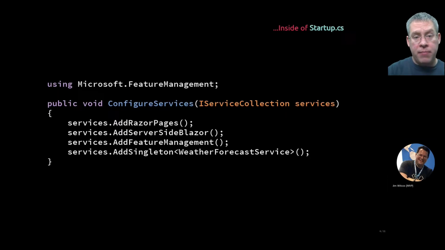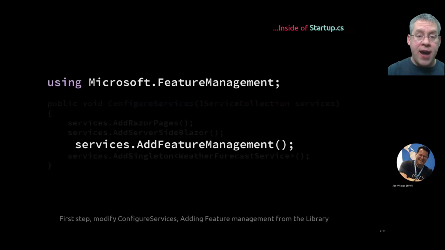by adding the library of using feature management in your startup.cs, you're going to want to, in ConfigureServices, do the services.AddFeatureManagement. That's the first step. What that says is it starts telling your application that we're going to use features, and it's really the thing that sets it up to pull from where the features are coming from.